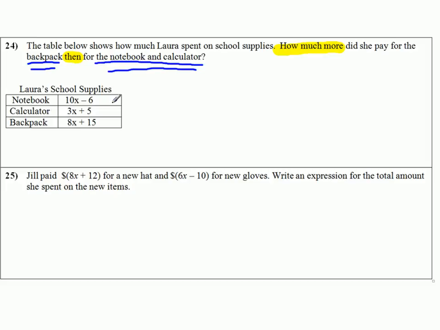So I want to know how much more she paid for the backpack than she paid for the notebook and the calculator together. So if I had to write a really big problem, I would have to write this backpack price first minus the notebook and the calculator together. Now I can do that if I want to. I'm just going to write it all inside this set of parentheses.